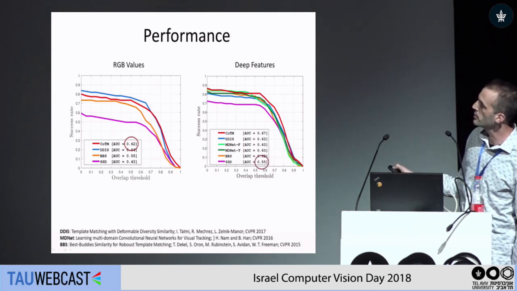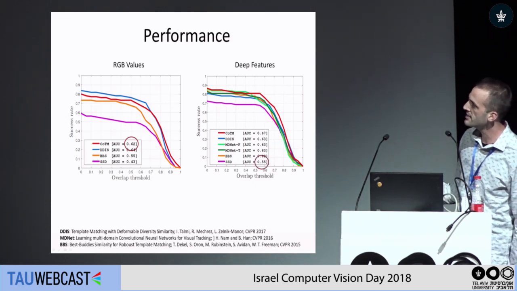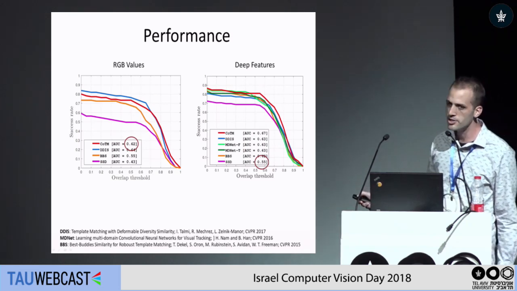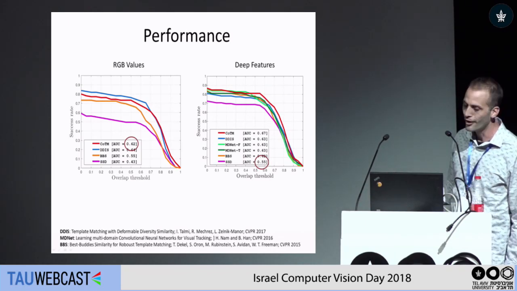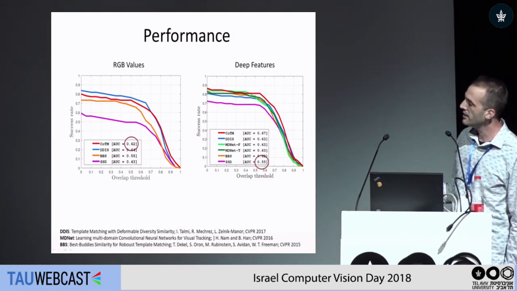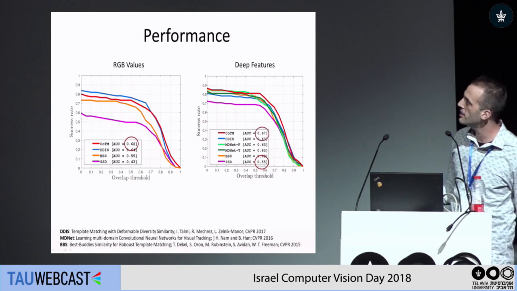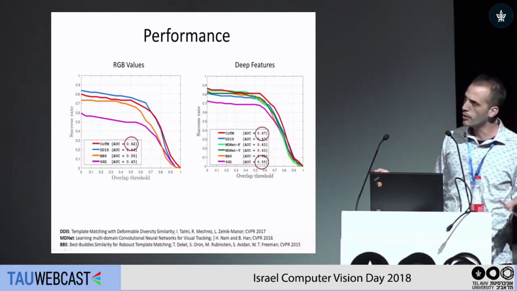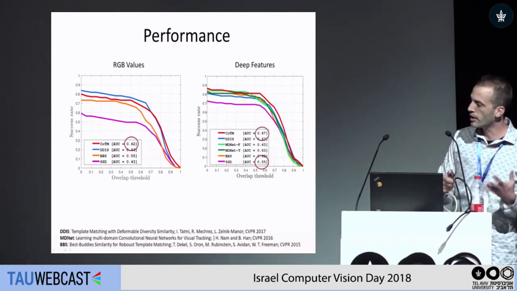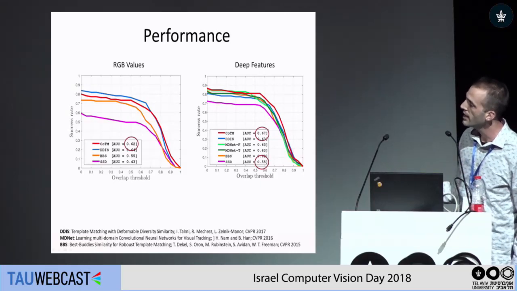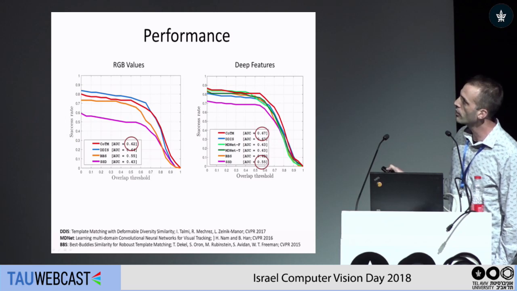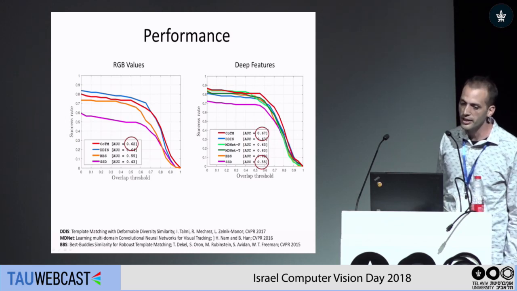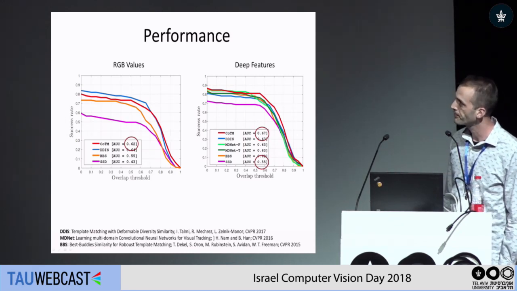But now, if we use deep features, you see that SSD closes a lot of the gap, but still co-occurrence template matching on RGB values outperforms SSD on deep features. And if we let co-occurrence template matching use the best from both worlds, so both local features like deep features and the globalness of the co-occurrence representation, we're able to score area under curve of 0.67.